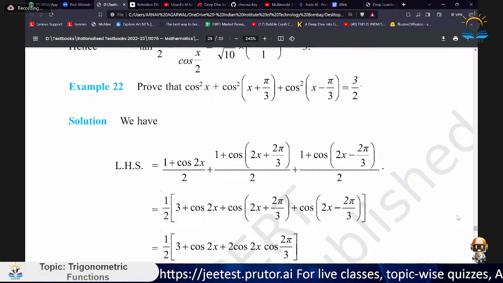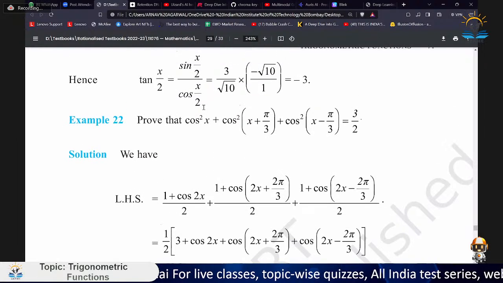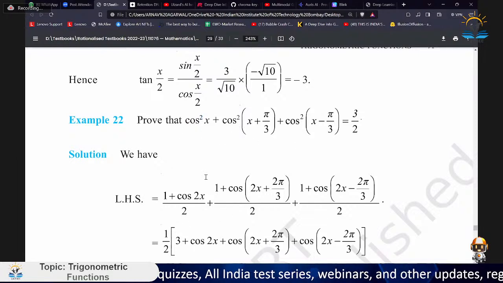We basically just converted the values from single angle to double angle. Why did we do this? Because we need to get rid of the square value, and we can get rid of this by using the double angle formula. Okay, so let's move forward. So again, it was quite simple to convert into double angle.